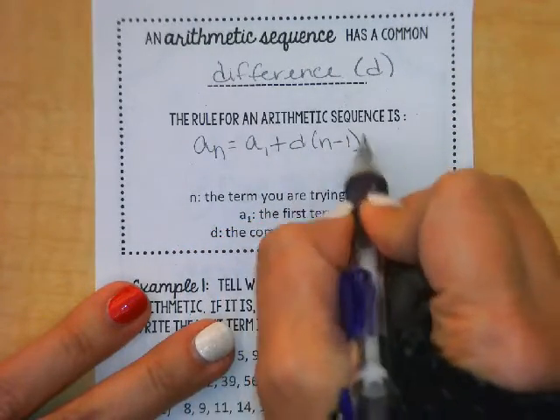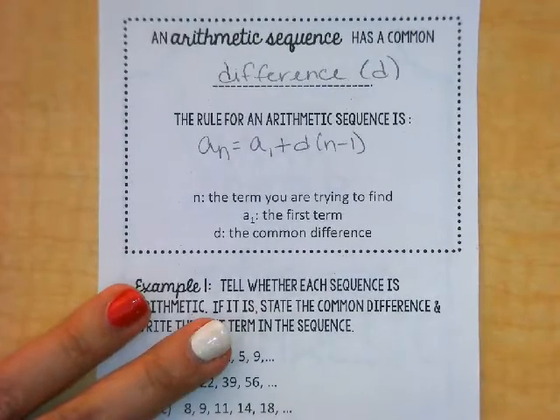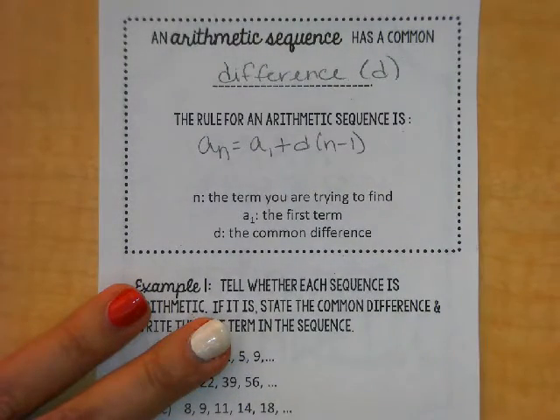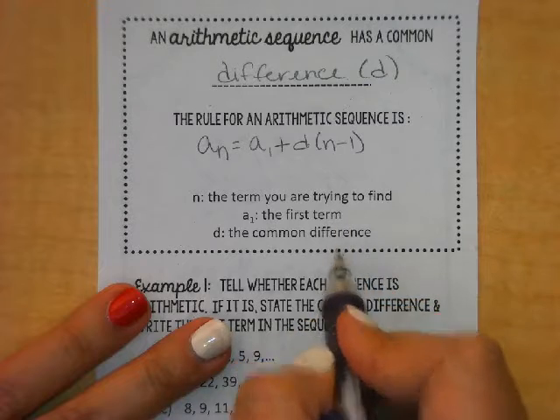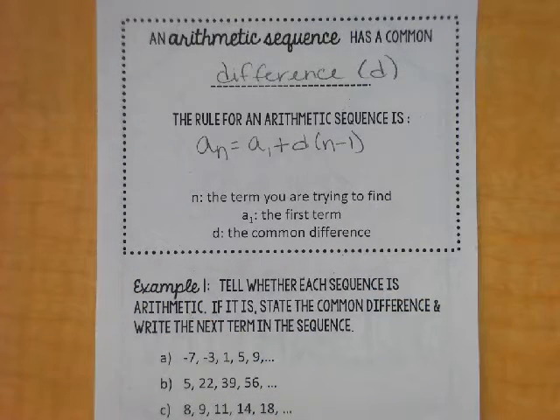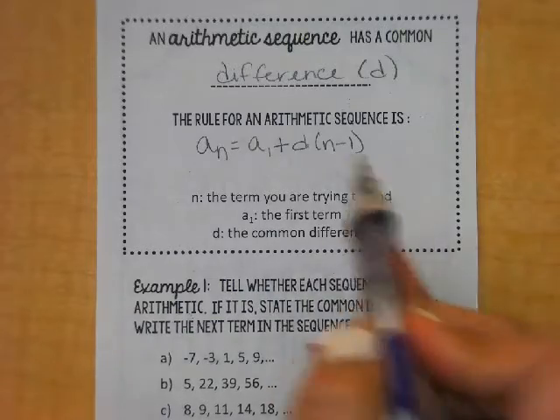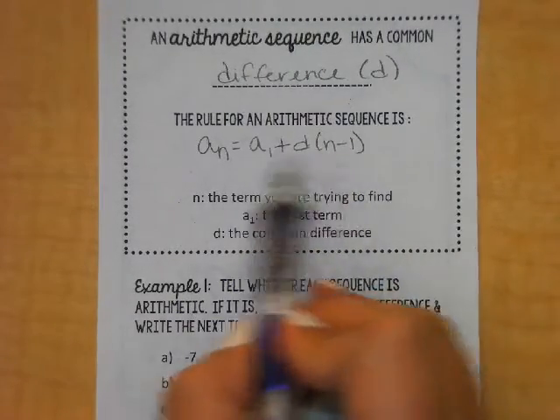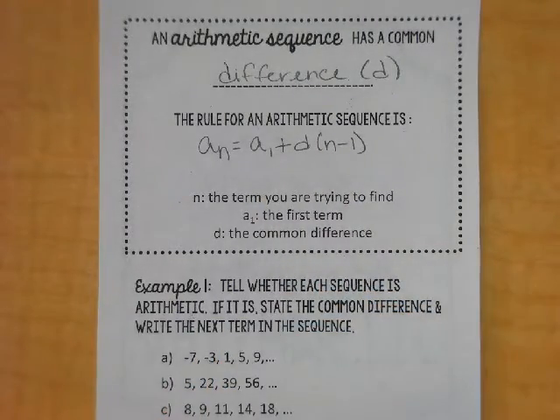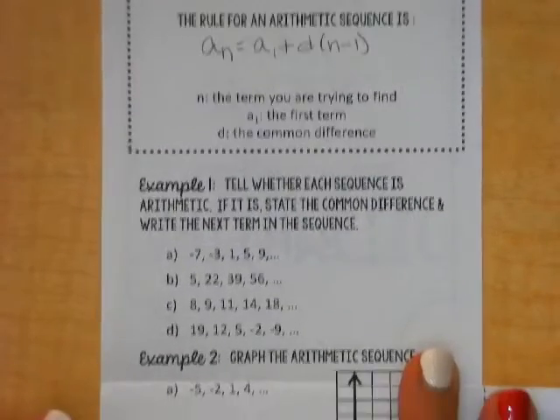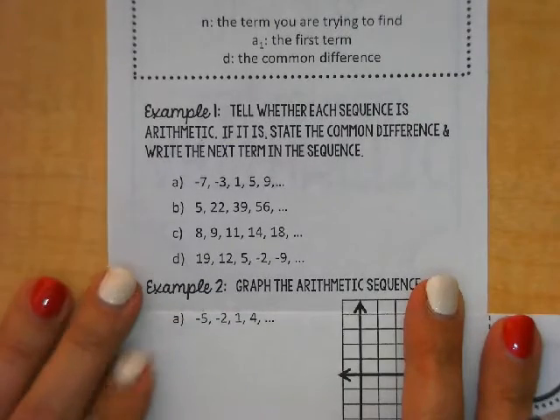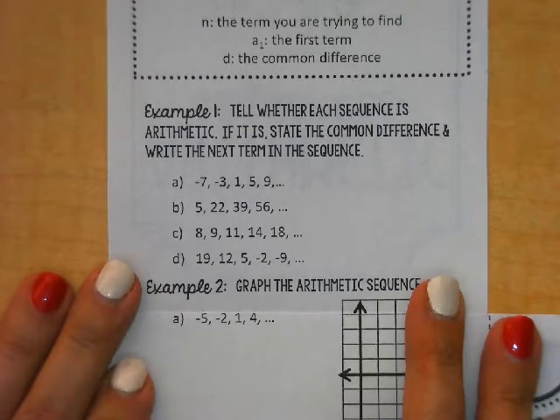And remember, this n minus 1 piece is what lets you know it's a sequence, that it's not starting at 0. n is the term you're trying to find, a sub 1 is our first term, and d is our common difference. Okay, this is coming back to you a little bit. We talked about before how you could distribute and collect like terms to get this to y equals mx plus b. So just to tell if it is arithmetic, tell whether the sequence is arithmetic. If it is, state the common difference and write the next term.